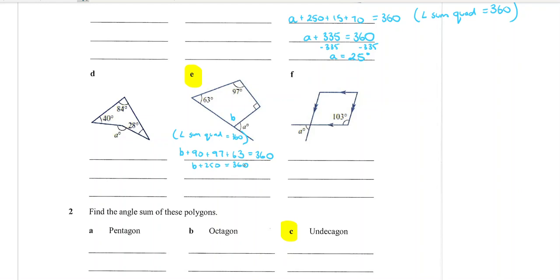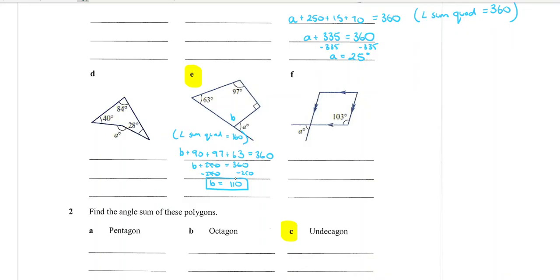And then I will solve it by subtracting 250. And that will mean B equals 110. Not a lot of space. I haven't left as much room here. Okay, now that wasn't what we were trying to find. We were trying to find A. How can I find A when I know B?